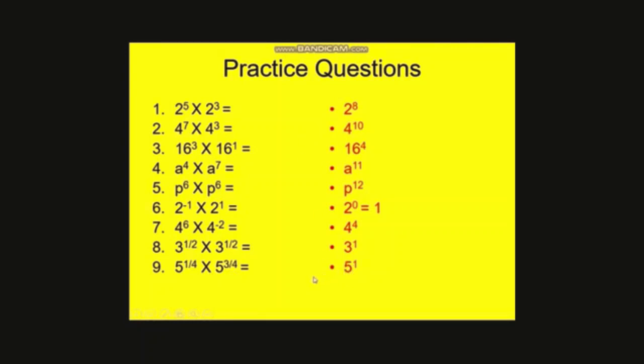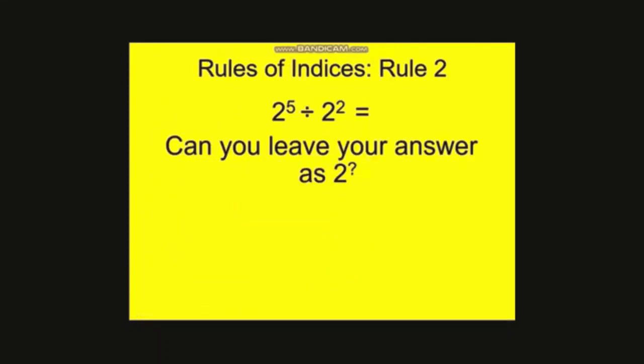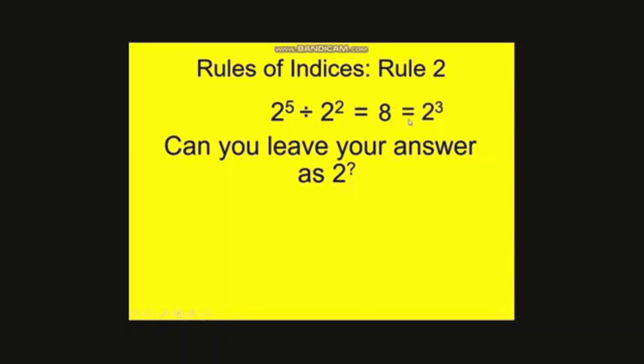And we need to look at rule number 2. So here we have rule number 2. So we've got 2 to the power of 5 divided by 2 squared. So you might want to pause and just see if you can work out what that answer would be. Okay, so 2 to the 5 is 32. 2 squared is 4, 32 divided by 4 is 8. So how can I write 8 as a power of 2? Well, that would be 2 to the power of 3.